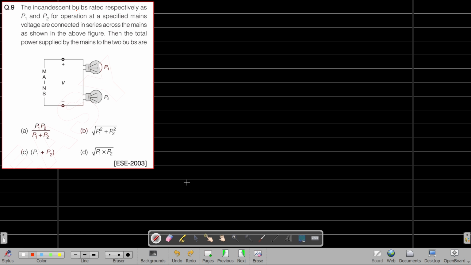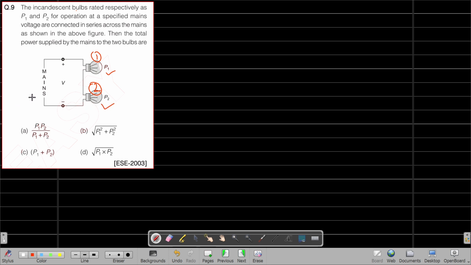Hey friends, let's solve question number 9 from workbook. In this question, two bulbs are given and their power rating is also given. So let's name the bulbs: this is the first and this is the second bulb. The power rating for bulb 1 is P1, and the power rating for bulb 2 is P2.